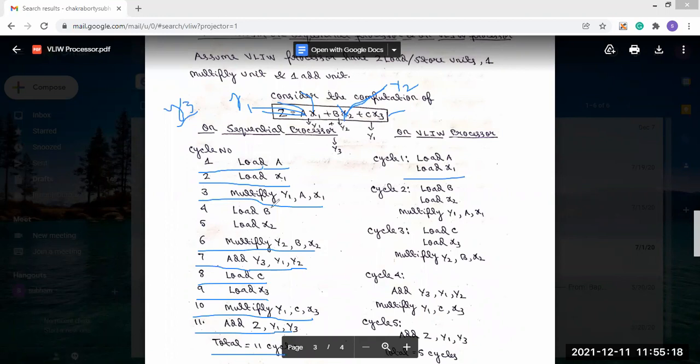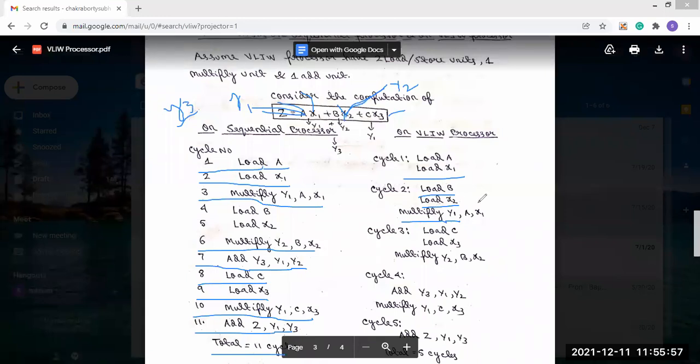Then in the next instruction, load B and load X2 are done, and with this we also do multiply Y1, A, X1. That means we also perform that multiplication between A and X1 and store that value into Y1. In the next clock cycle, these three operations are performed.